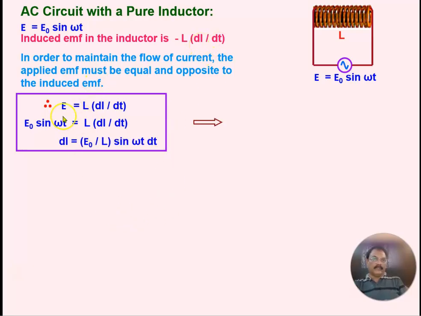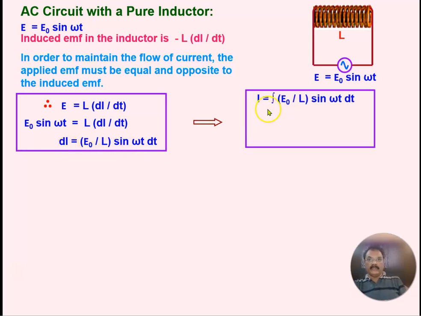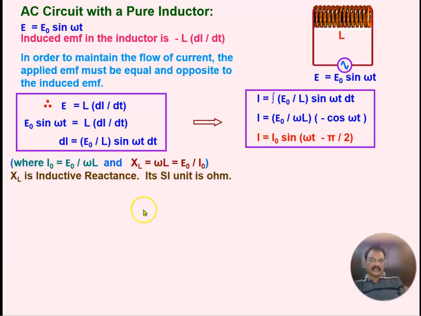When you solve this mathematically, substituting E sin omega t, which is applied, and L di by dt, then dI will be this much. By integrating, you get I equal to I0 sin(omega t minus pi by 2). These are all quantities of usual meaning: omega is angular frequency, t is time, I0 is peak current, and I is the instantaneous current.